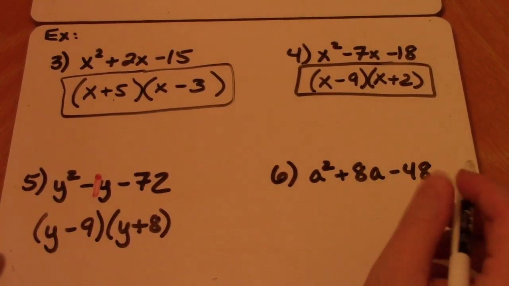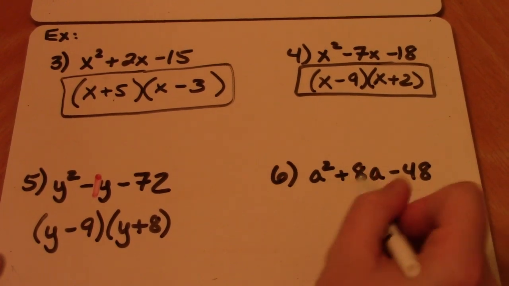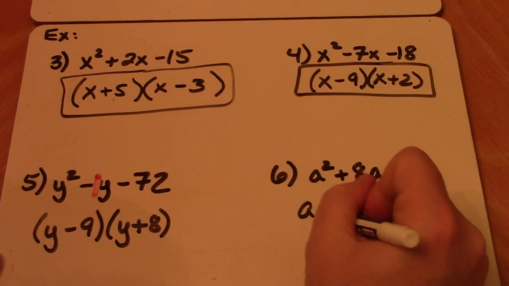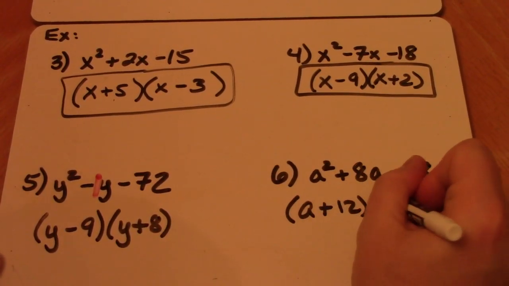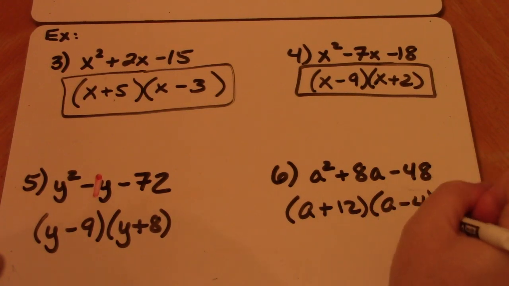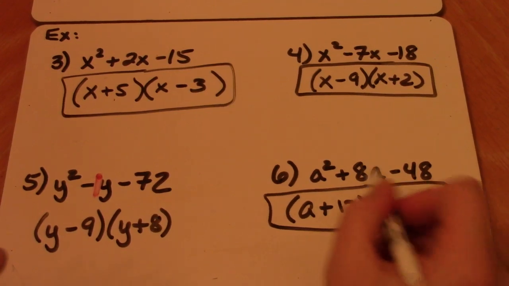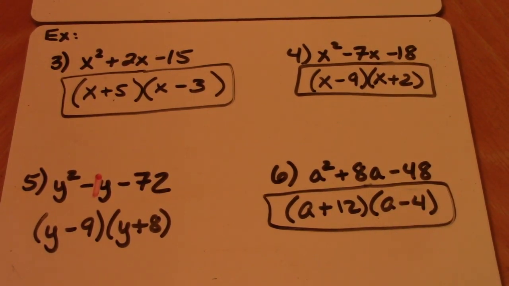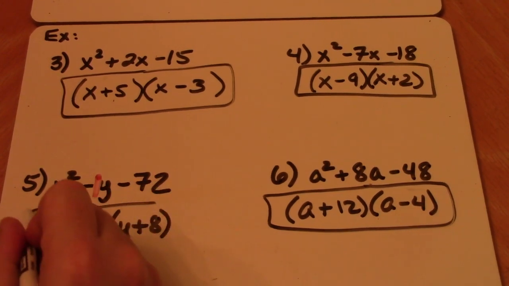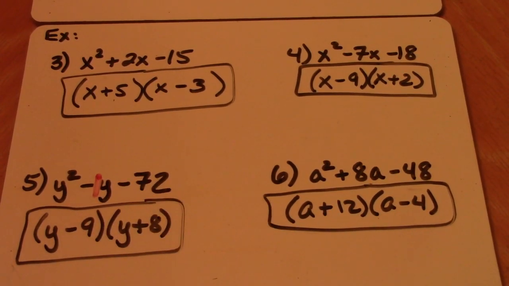Finally, on number 6, I need numbers that multiply to negative 48 and add to positive 8. That would be 12, or a plus 12, and negative 4, a minus 4. Numbers like 48, 60, 30, they have a lot of factor pairs, so you've really got to think about what the answer is and not just write down the first 2 numbers that come to mind that multiply to 48, because not only do they have to multiply to negative 48, they also need to add to positive 8, which 12 and negative 4 do.